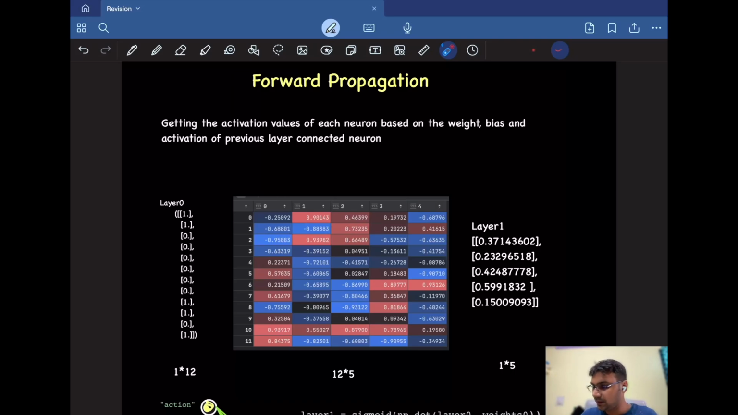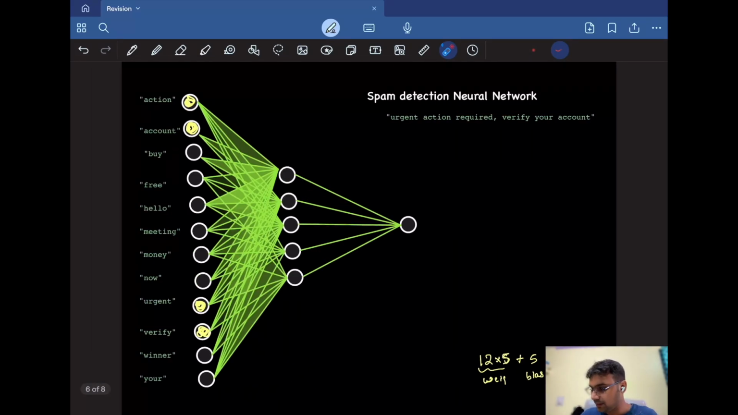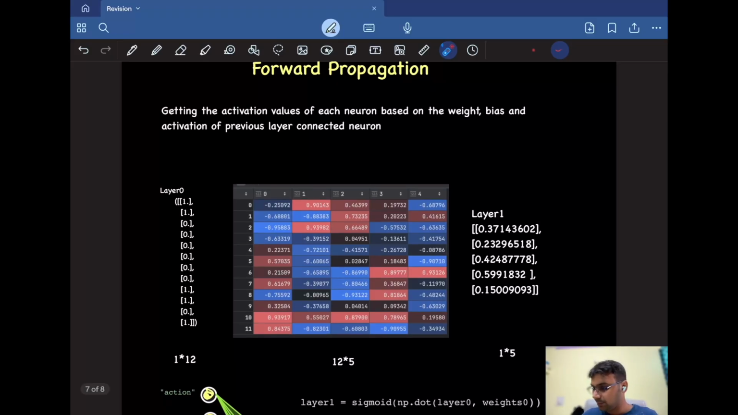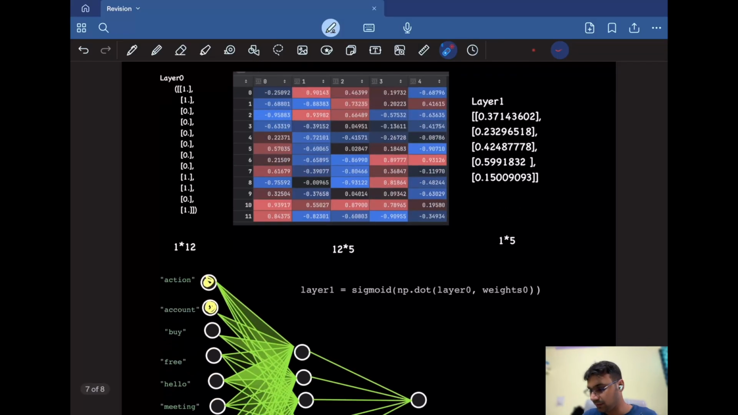So, in the last part, we covered what a neural network is and what the weights and biases are. Then we briefly saw what forward propagation is. I have taken the example from our code to understand it more clearly. Forward propagation, as we have already discussed, is getting the activation values of the further layers.